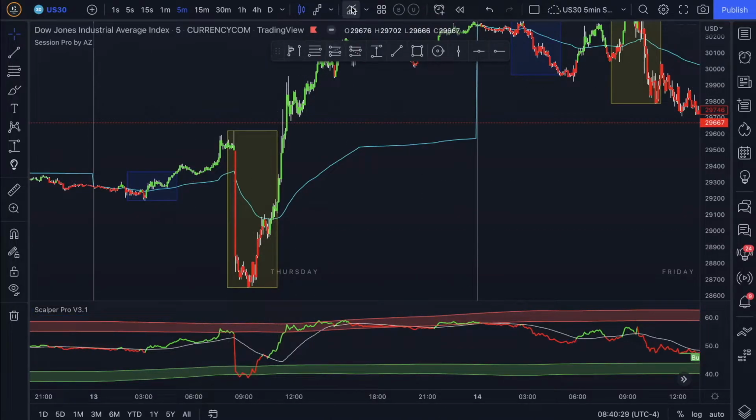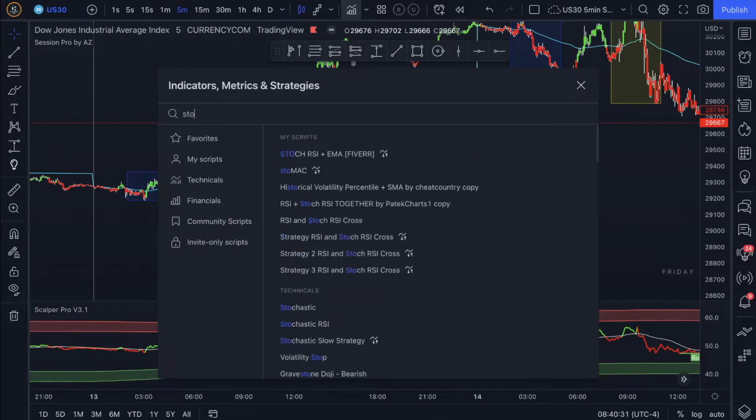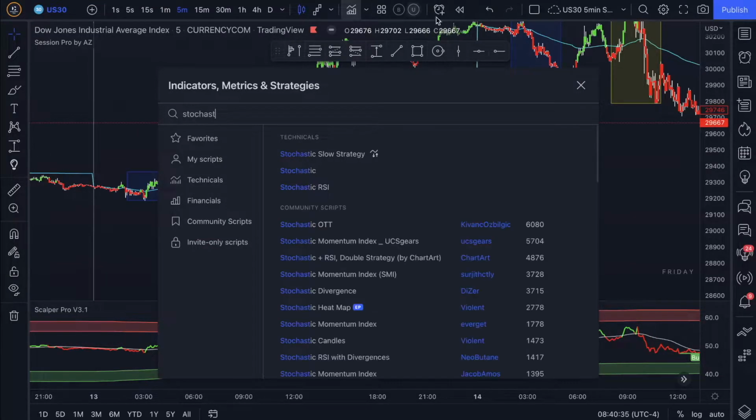And for our last indicator, we are going to use the stochastic RSI, the basic one from TradingView.